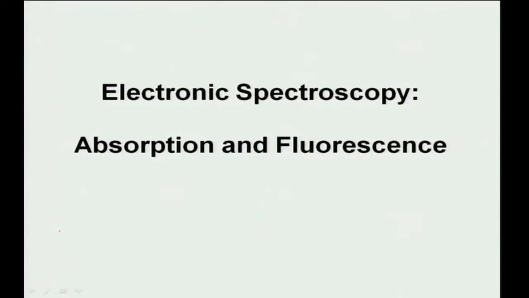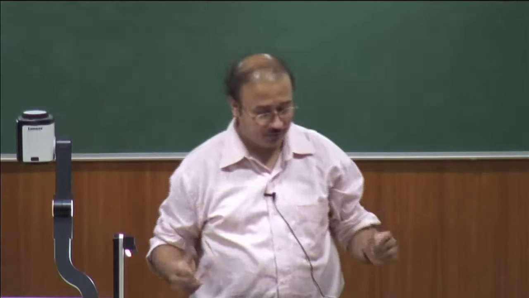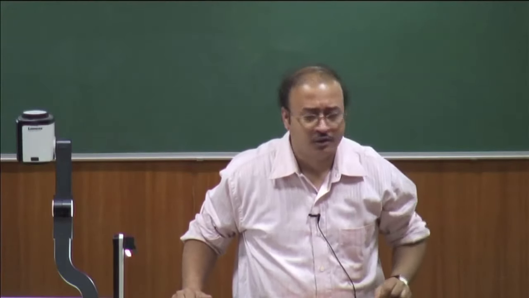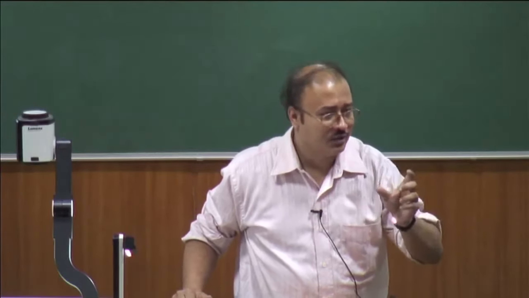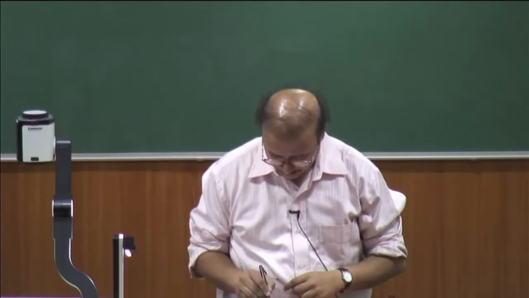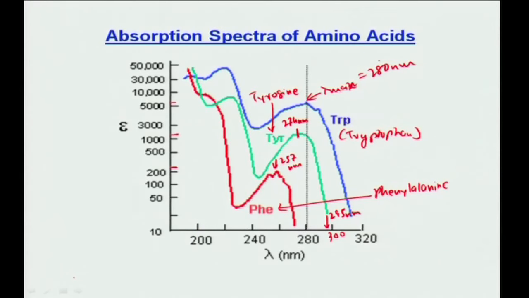So, last class we had started talking about absorption spectroscopy, and I think we ended the class by showing you that cell where you have this wall and all those things. So, let us look at that again. This was the absorption spectrum of amino acids, that is what we were talking about. On the y axis you have the extinction coefficient plotted against the wavelength.